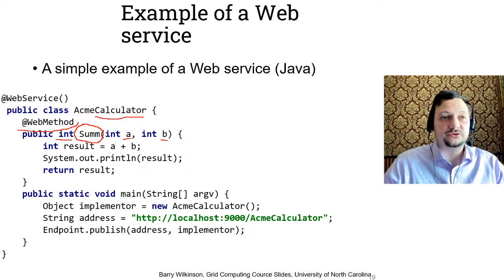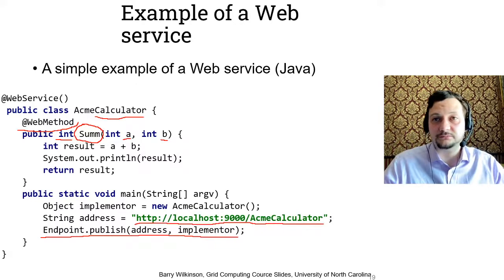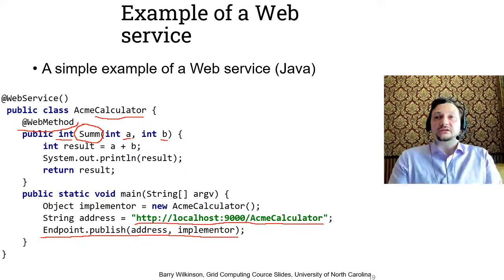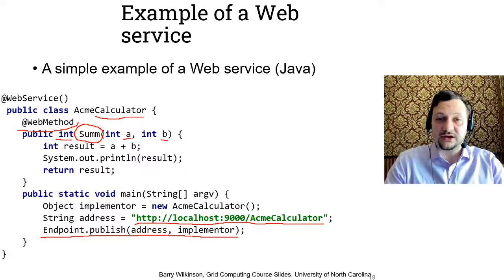To start our web service, we would publish the information of our endpoint, and our calculator would be available on this URI, localhost port 9000 Acme calculator. Okay, good. So we have one web service and we have one web method in this web service that would be able to create a sum of A and B. So let's take a look at how the interface of this method is defined by the WSDL document.